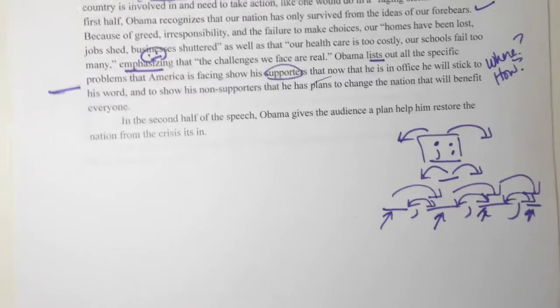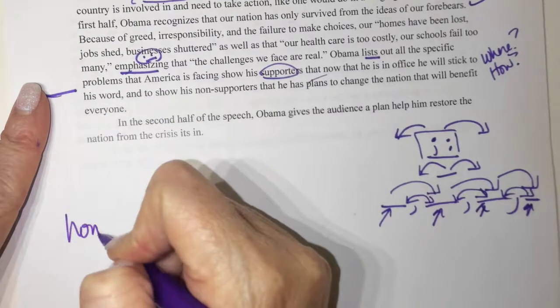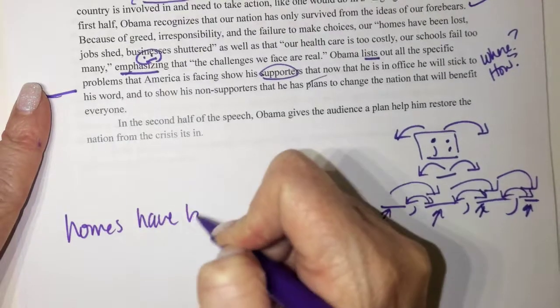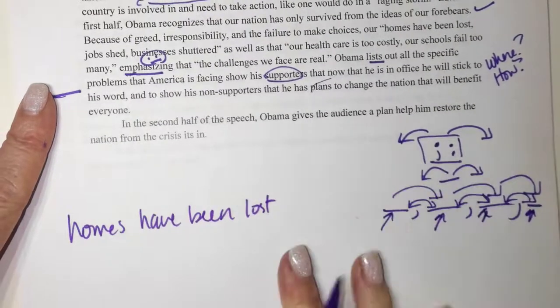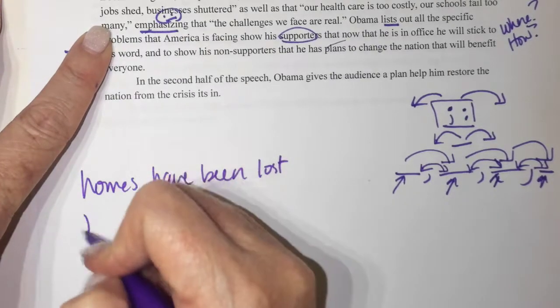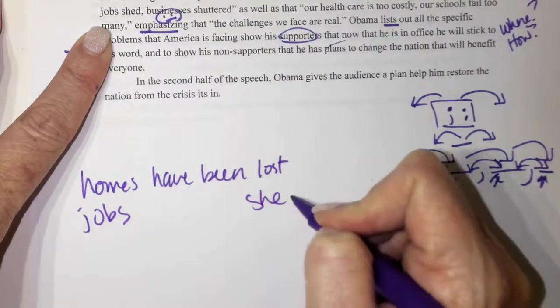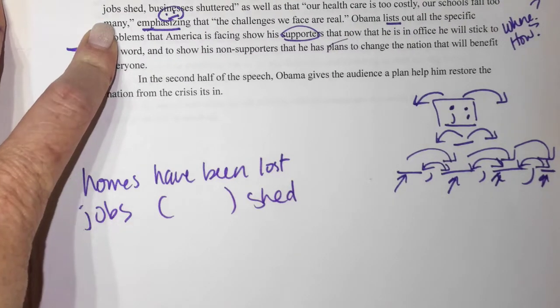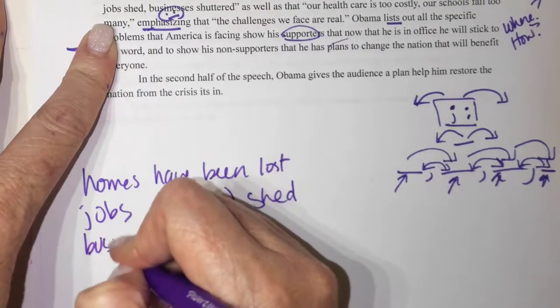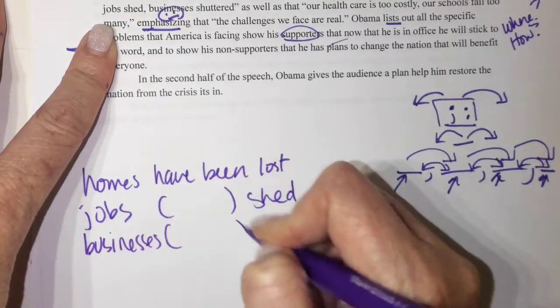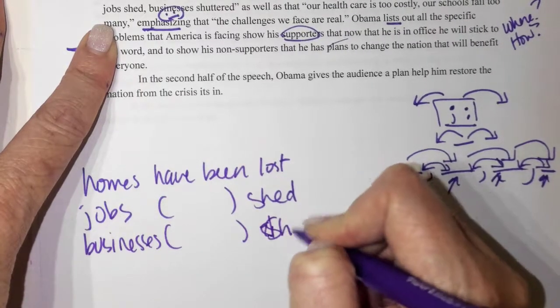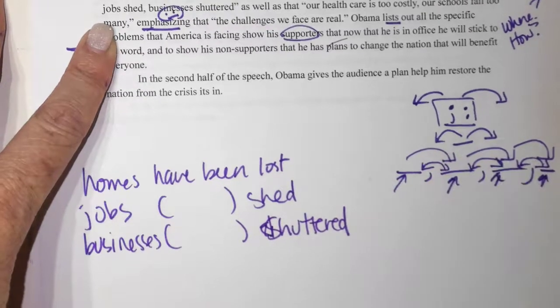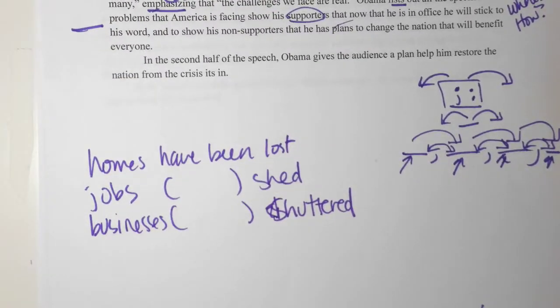Okay. So with this, you have homes have been lost. You have jobs shed. Jobs shed. The have been is understood. Right? Businesses shuttered. Okay. So we have, bless you, we have a list. Yes? Great piece of evidence.